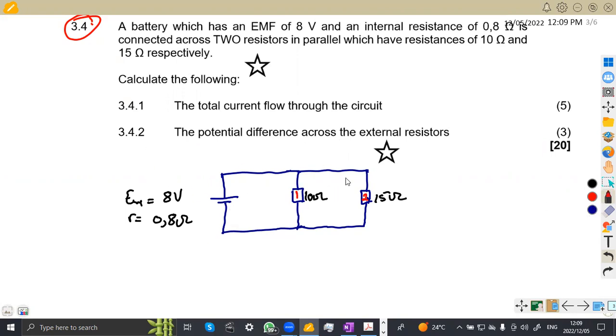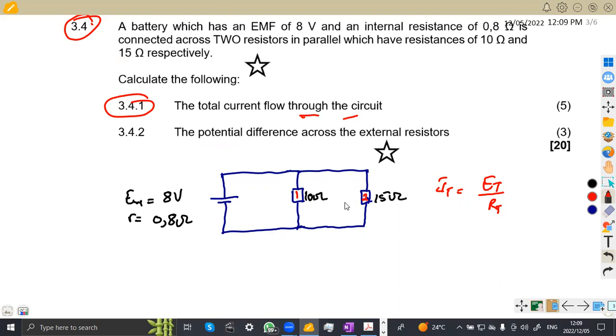So the question is calculate the following 3.41, the total current flowing through the circuit. What will be the total current? As we know that for us to have the total current, definitely we must have the total EMF over the total resistance for the circuit. So we are supposed to calculate the total resistance for the circuit.